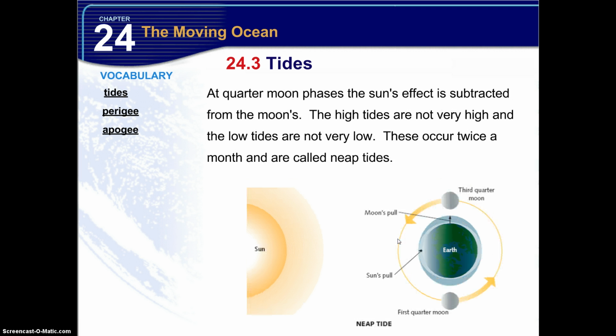Now, during neap tide, what effect does the sun have on tides? The gravitational pull of the sun causes high tide to be less high and low tide to be less low.